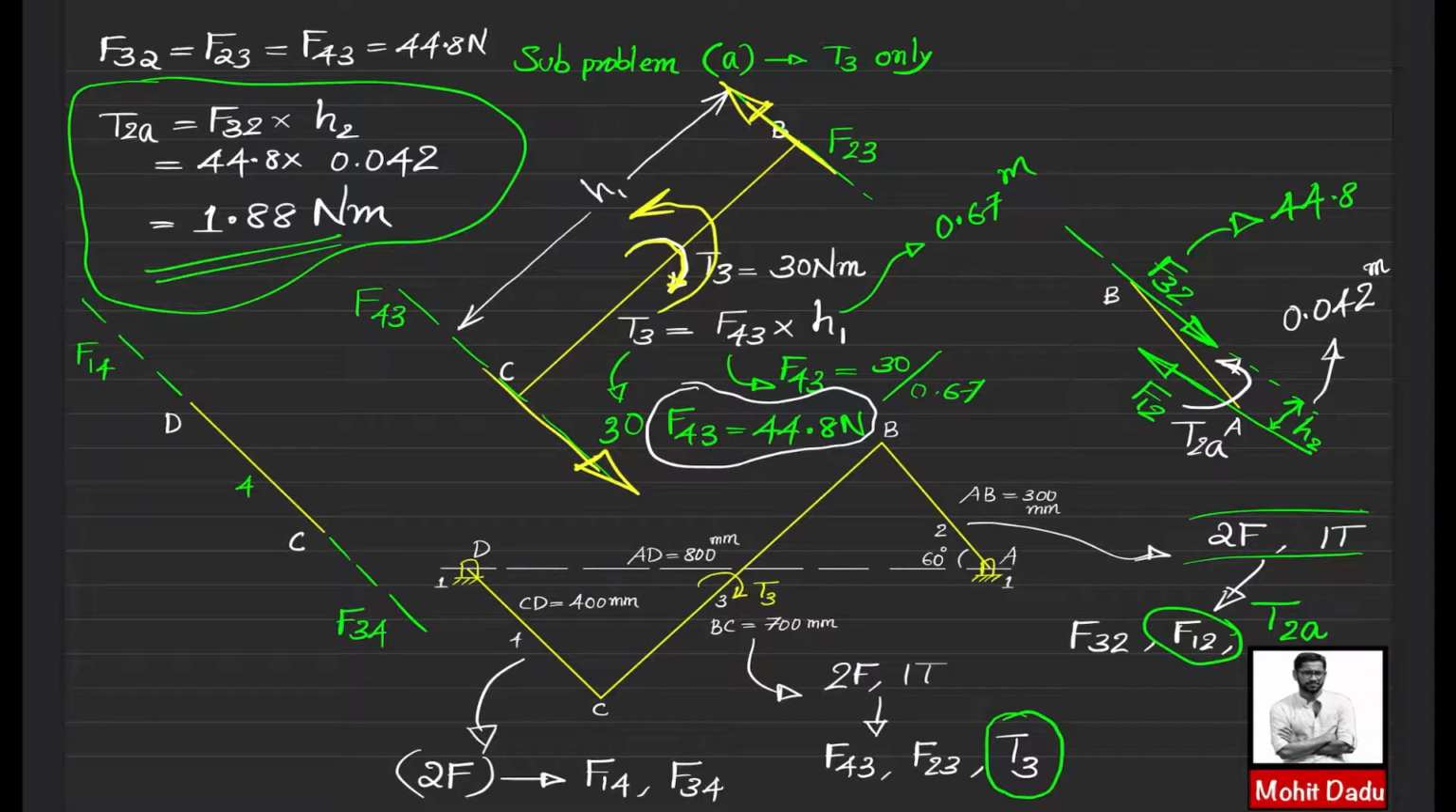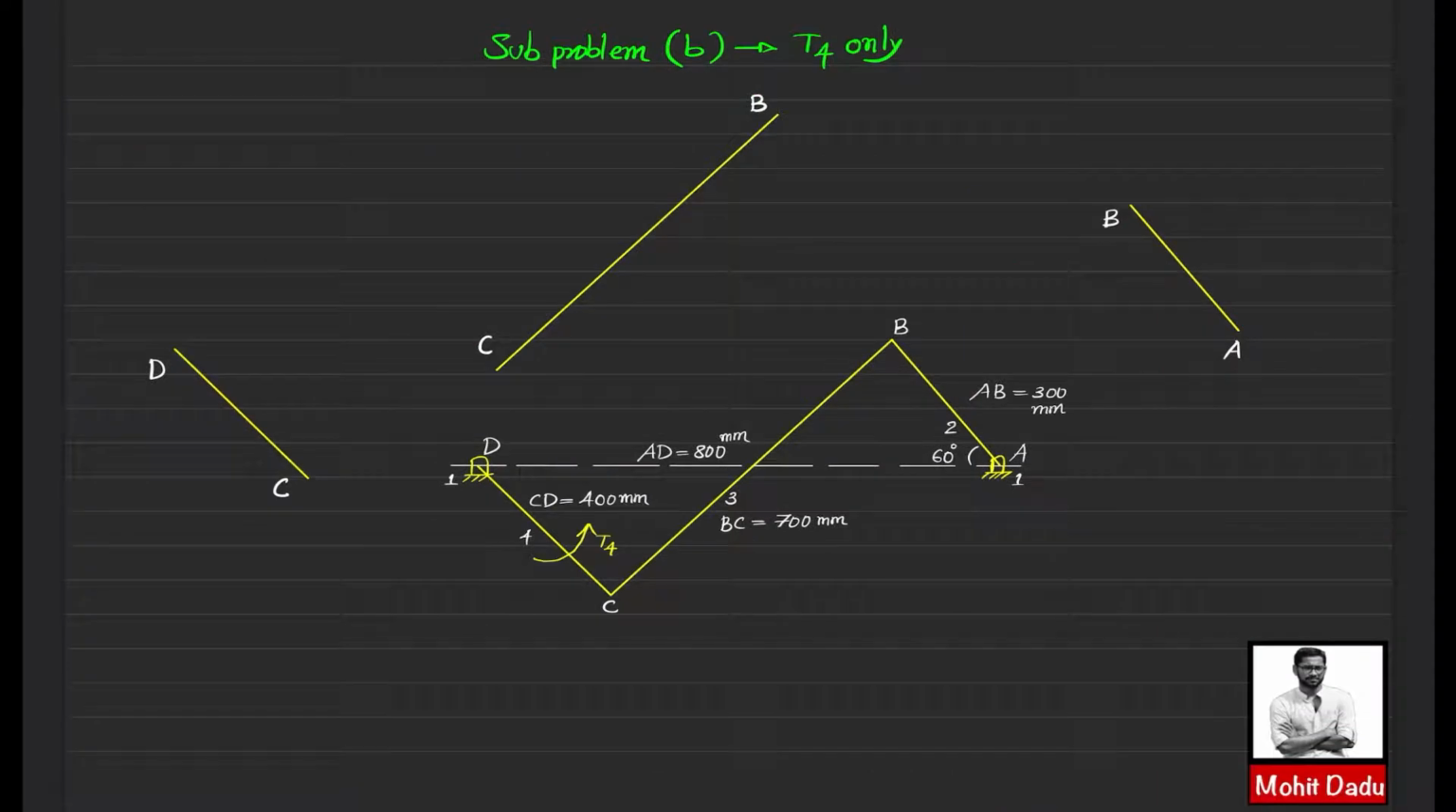Next we will be solving the sub problem B, where the effect of T4 only is taken. So this is the second case where the effect of T4 only is taken, and the first step will be to identify the type of member. Here this link 3 will be a 2 force member, and I will be writing like this, and I will be naming those two forces. Two forces are F43 and F23.